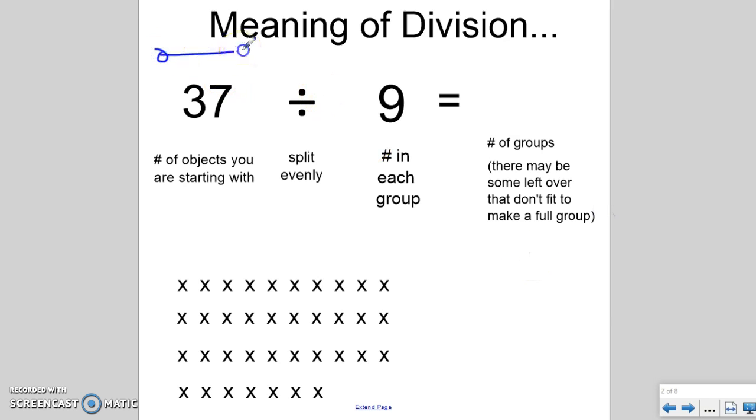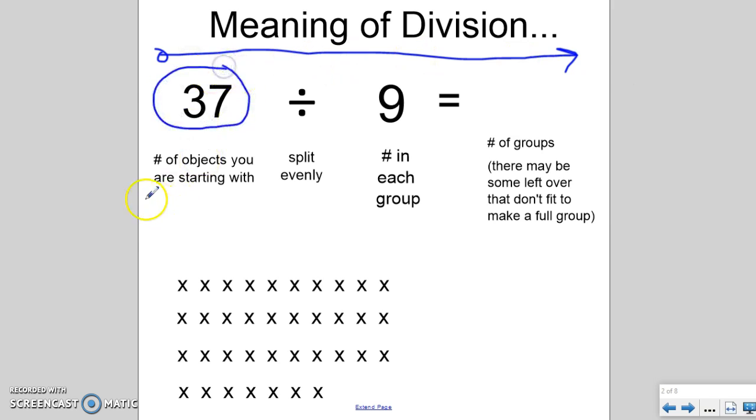So we know that we read sentences from left to right. Since this is a division number sentence, we are going to look at this number sentence from left to right, meaning this number all the way on the left is the amount of objects that we're starting with. So maybe we have 37 markers, and division means we're going to split those markers up evenly into groups. And in this case, we are going to split them up into groups that have 9 in each group. And so we want to figure out, well, how many groups can we make? Now, we may not be able to make even or equal groups of 9, so there may be some left over, and we know that that leftover is called a remainder.